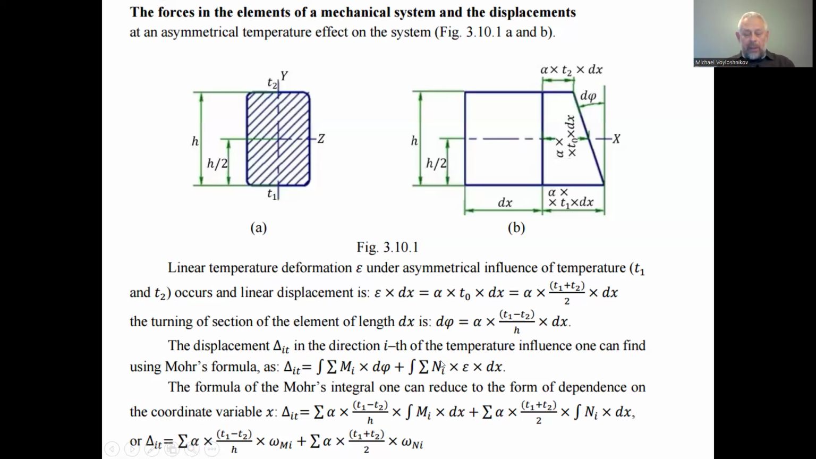So we can find the linear deformation. This is the product of epsilon by dx. Epsilon is the product of the coefficient of linear expansion by the temperature of the midline of the beam. And as well, we have the angular deformation. This is the product of the coefficient of linear expansion by the difference of the temperatures on the lower and upper sides of the beam divided by h, and the product by dx, the length of the beam.